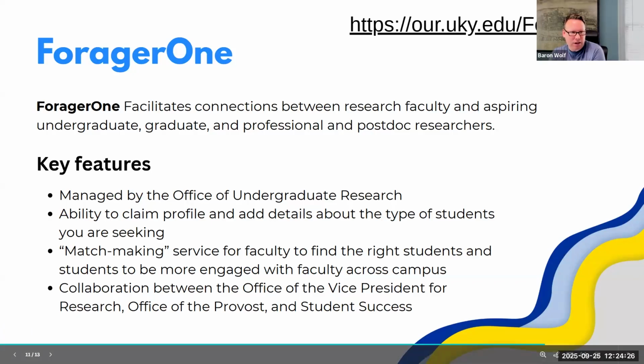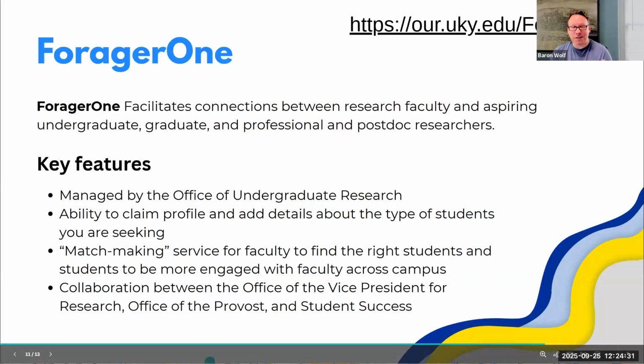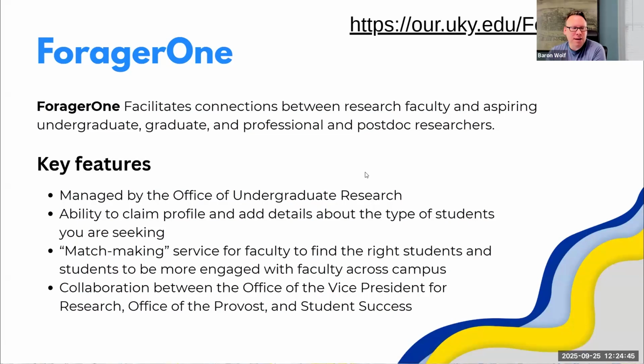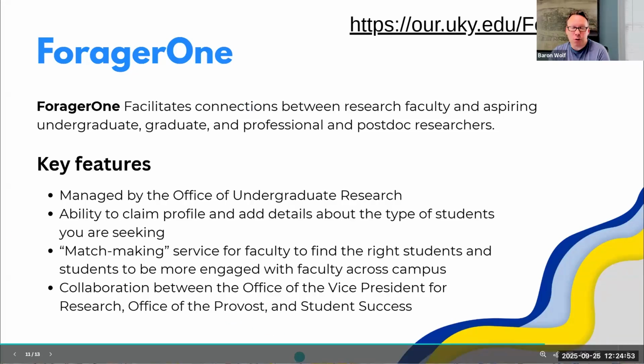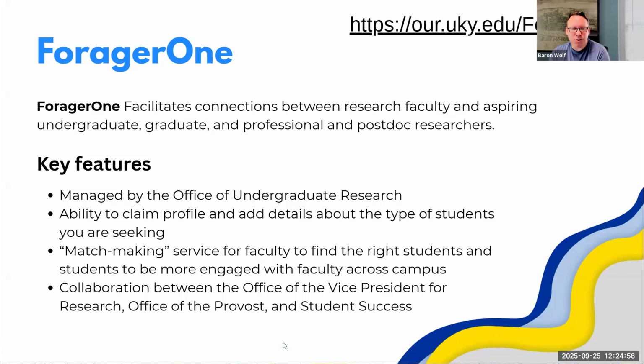Thanks again, Annabelle. So Forager 1 is a product, another profile system that was purchased as a collaborative between the Office of the Vice President for Research, the Office of the Provost, and Student Success. It is basically what we would call a matchmaking service. It is a profile system that allows both faculty and students to have profiles that talk about the research that they do and what research opportunities they are looking for.